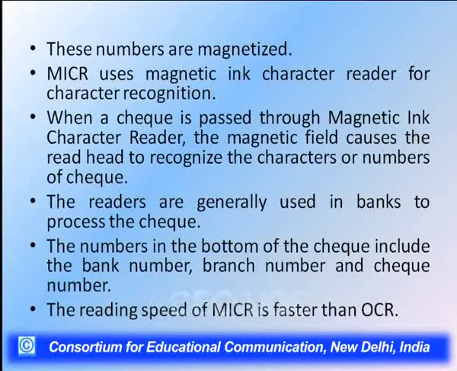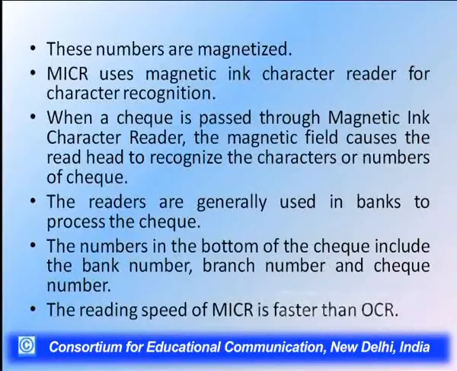MICR uses a magnetic ink character reader for character recognition. When a check is passed through a magnetic ink character reader, the magnetic field causes the read head to recognize the characters or numbers of the check. The readers are generally used in banks to process the checks. The numbers at the bottom of the check include the bank number, the branch number, the check number, and because of MICR, the reading of the checks is becoming much faster. It is done at a speed which is faster than the OCR technique.